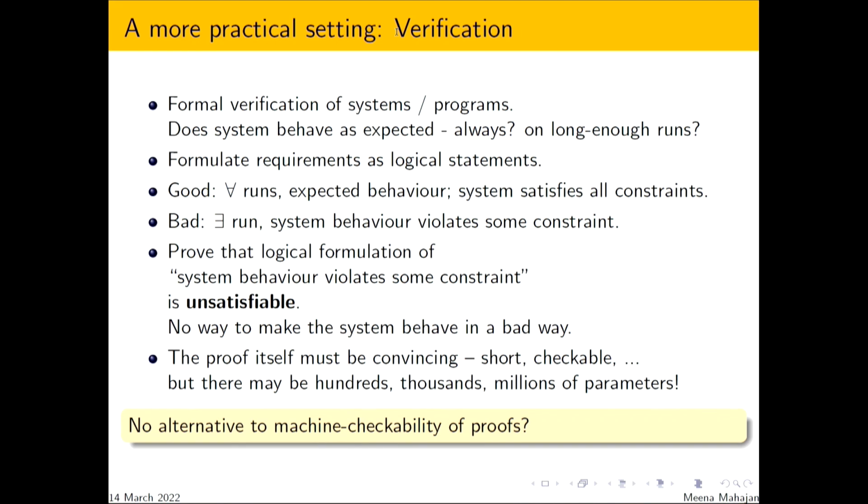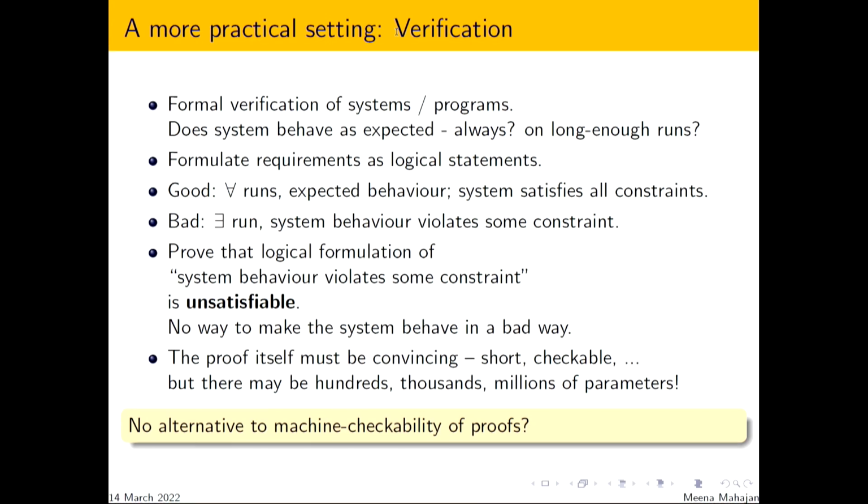And the proof itself, the proof that indeed this system will never violate a constraint, this statement is unsatisfiable, that proof must be convincing. For somebody who is thinking of actually deploying that system, that person should be convinced that indeed the system is not going to misbehave. So the proof must be convincing, which means presumably that it must be short and it must be checkable. But at this point, you could ask checkable by whom?